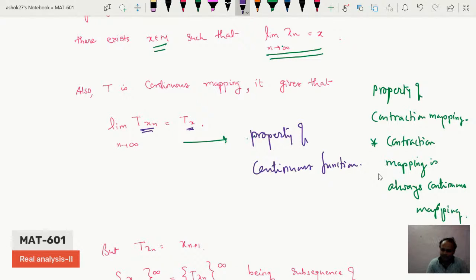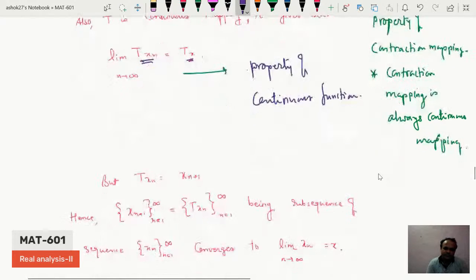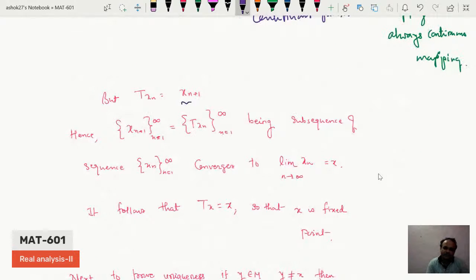So next, see, what is Txn? Txn is xn plus 1. So naturally Txn means xn plus 1. It will be a subsequence of the sequence xn, because how many terms are there? So what is the sequence xn plus 1? You can observe, n varies from 1 to infinity.